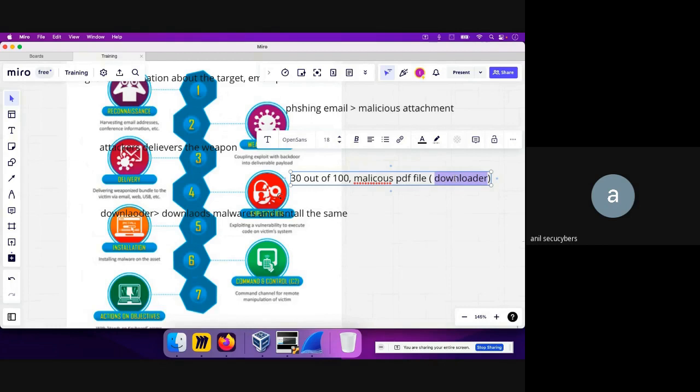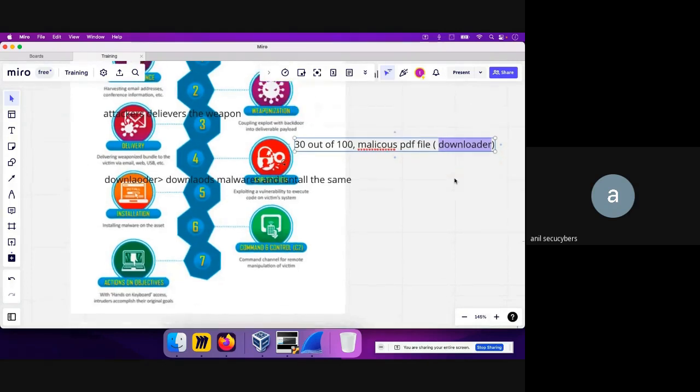Okay, so I hope you got an idea of why understanding this Lockheed Martin kill chain is quite important, because for any incident you need to know at what stage the attacker is right now. Now let's go to the next stages quickly.